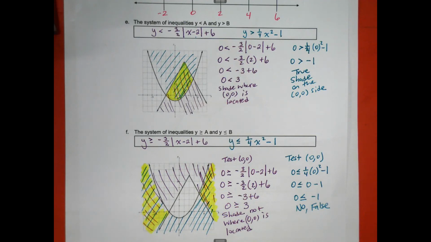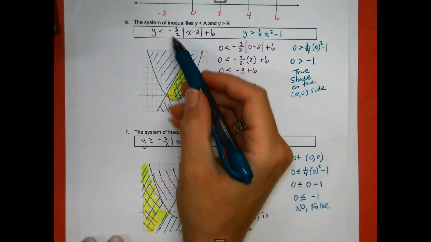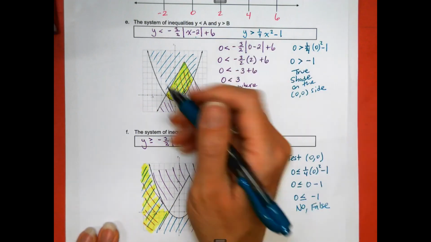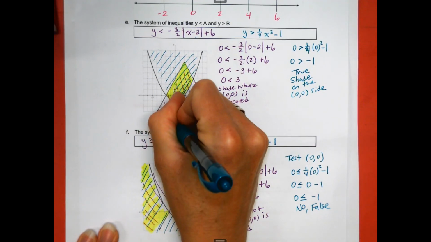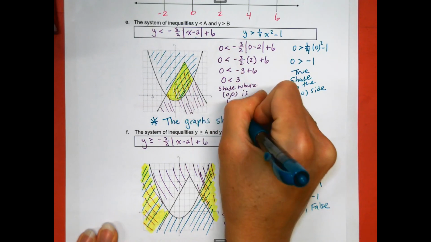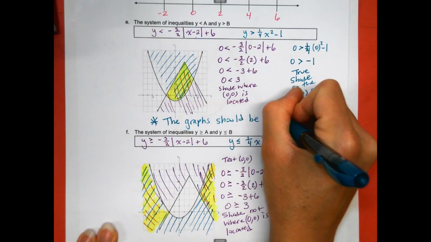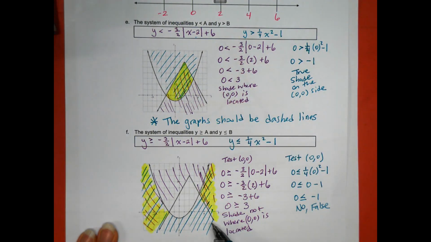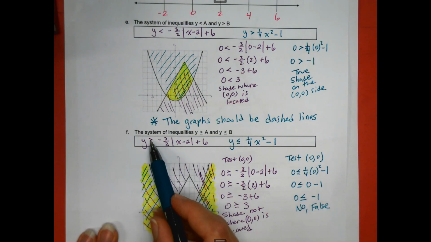Also, as a quick note, these graphs were already graphed for us, but if you were graphing them by hand, because it's less than and greater than, they should each be dashed lines. So the graphs here for this one should be dashed lines. And for this one, the lines are going to be solid because it's greater than or equal to.